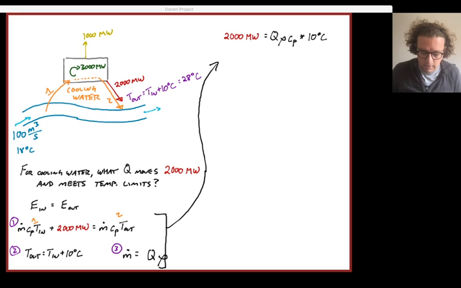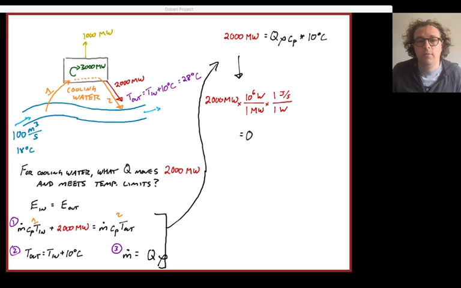So doing some algebraic manipulation of those three equations, you should be able to end up with the equation that says 2,000 megawatts, the amount you need to add, is equal to the volumetric discharge Q times the density of water rho times the specific heat of water, multiplied by 10 degrees Celsius. Right? The added energy of 2,000 megawatts must be added in such a way that the temperature change could be only 10 degrees C.